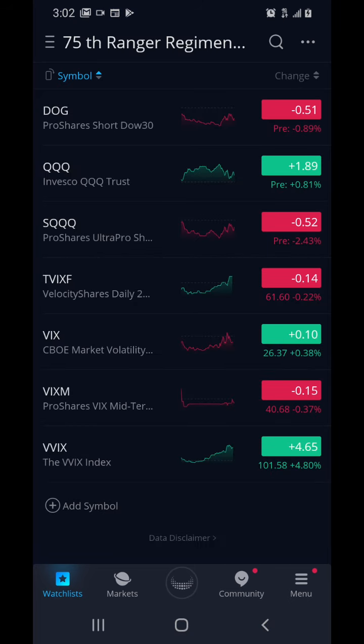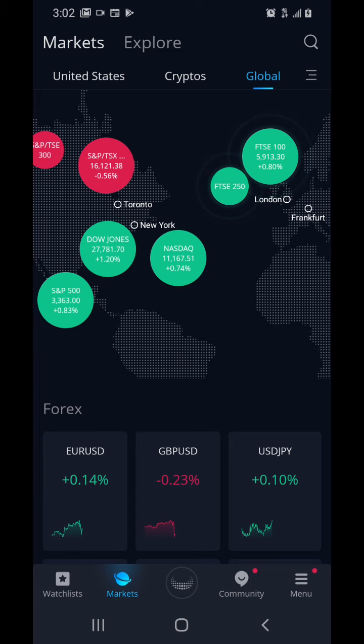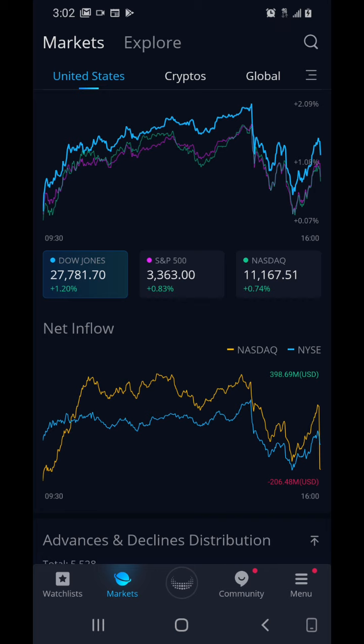Like I said, slightly higher New York Stock Exchange. Better than normal performing S&P, but a slightly down Nasdaq. Nasdaq closed at 11,186.51. S&P was up 0.83, 0.74, 1.20.